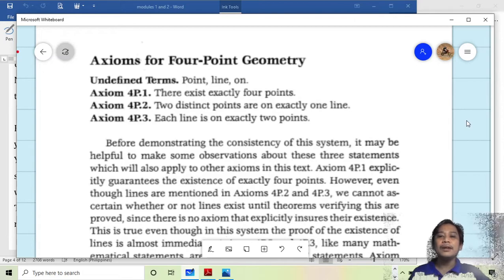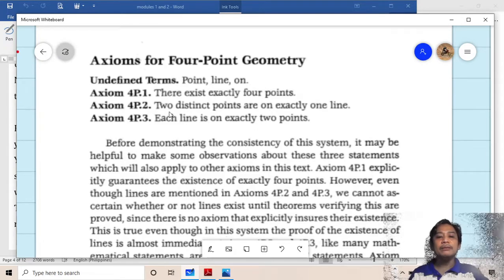Okay, so an example, we have here the 4-point geometry. In the 4-point geometry, the undefined terms are point, line, and on or contained. So these are the terms that we would use in our discussion of the 4-point geometry. Point, line, and on. First axiom, there exist exactly 4 points. Hence the name 4-point geometry. The first fact given is that there are exactly 4 points.